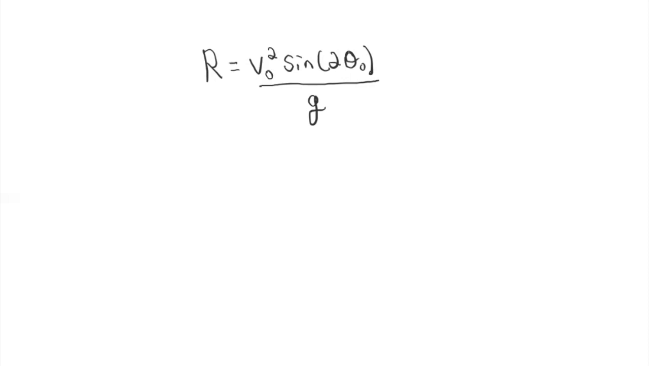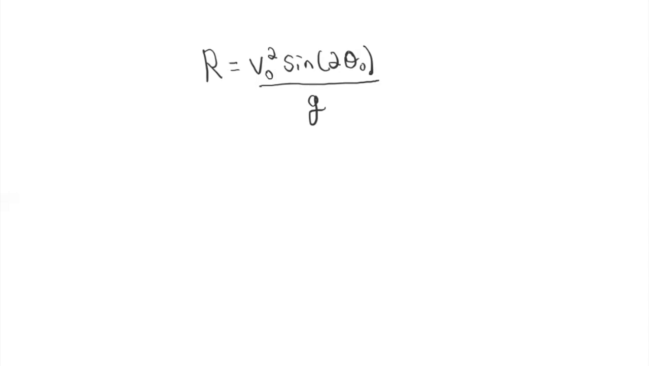Let's solve our range equation for the initial velocity. So our initial velocity here is v naught squared. R is the range. G is our acceleration due to gravity, that's our 9.8 meters per second squared. And the angle theta at which we're initially launching is the angle theta 0 there. Let's go ahead and solve this for v naught squared.